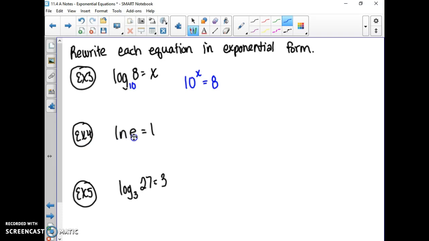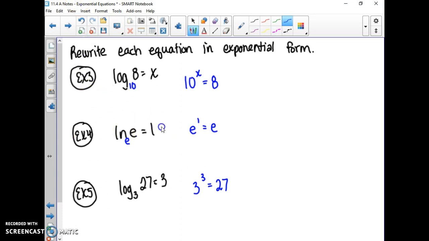Here I have natural log of e equals 1. This is a base of e in this case. Whenever we see natural log, we assume that has a base of e. So we would rewrite this as e to the first power equals e, and that would be the exponential form of that equation. For the last one, we've got log base 3 of 27 equals 3, which is 3 to the third power equals 27. So that's how you rewrite from a logarithm to an exponential.